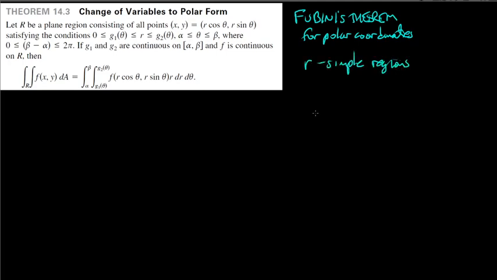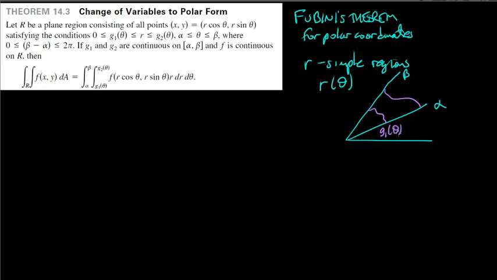In other words, they're regions where r might vary in terms of theta, but theta just goes between two angles. So let's say this is angle alpha, and this is angle beta. But now r might be some function of theta, so it doesn't have to be part of a circle. It could be any sort of curve like this. So this would be g1 of alpha, and this would be g2 of alpha.